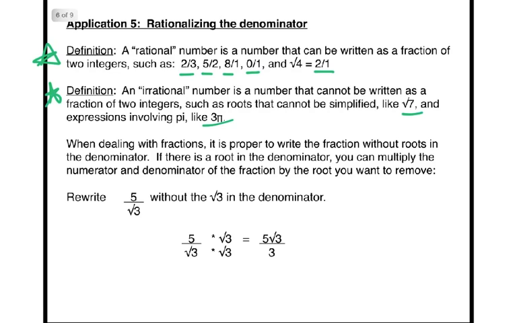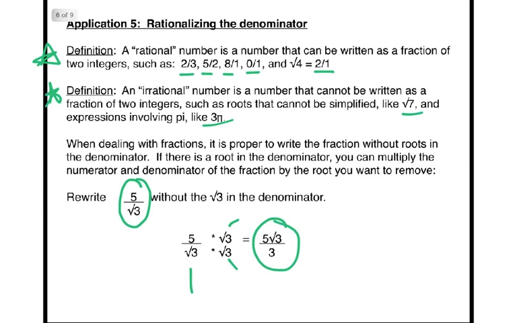For instance, we can rewrite 5 over root 3 without the root 3 in the denominator. What we do is we write down 5 over root 3, and then the root 3 is what we want to get rid of in the denominator, so we multiply the top and the bottom by root 3. On top, we have 5 root 3. On bottom, notice root 3 times root 3 is actually root 9, which is 3. And now we have an expression without a square root in the denominator.